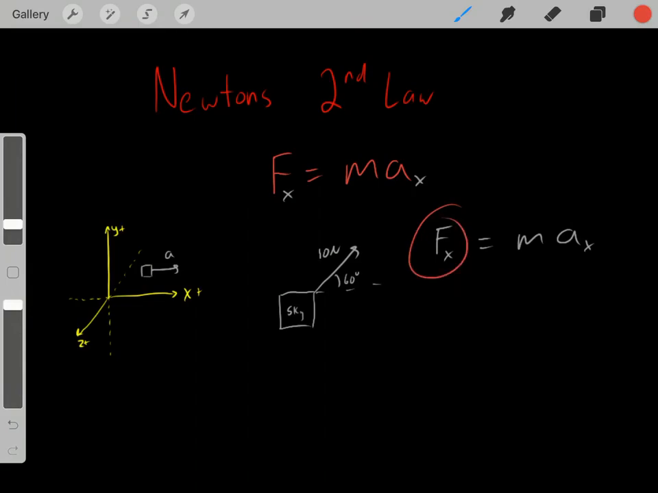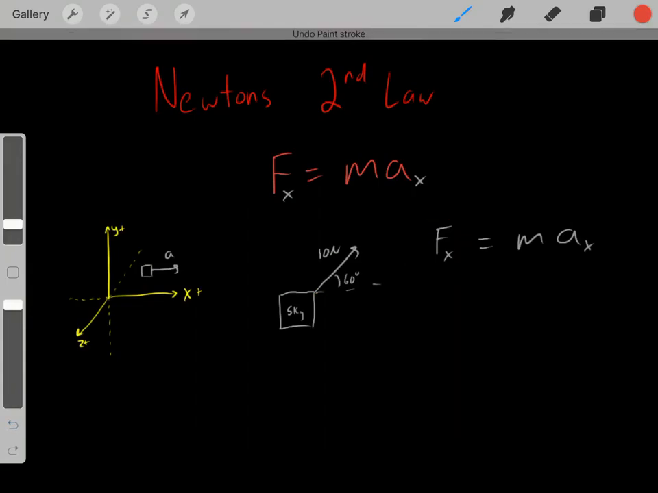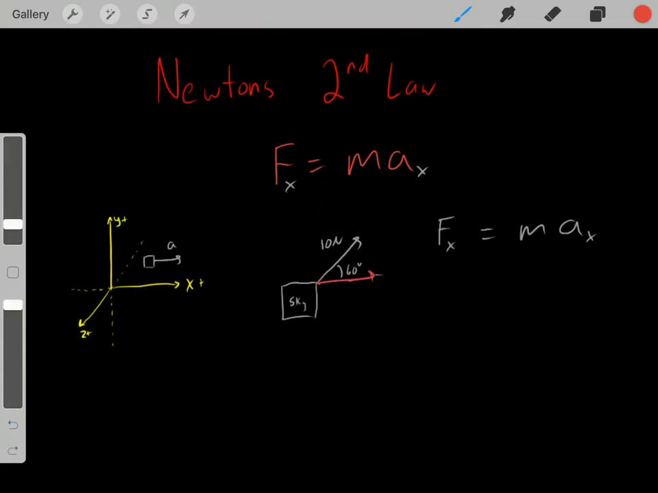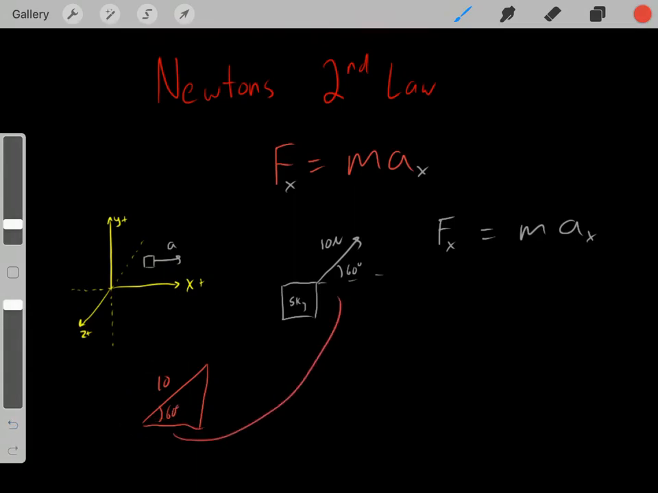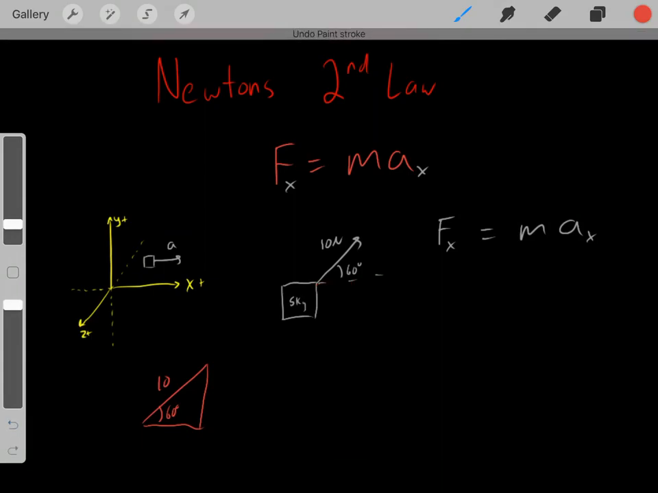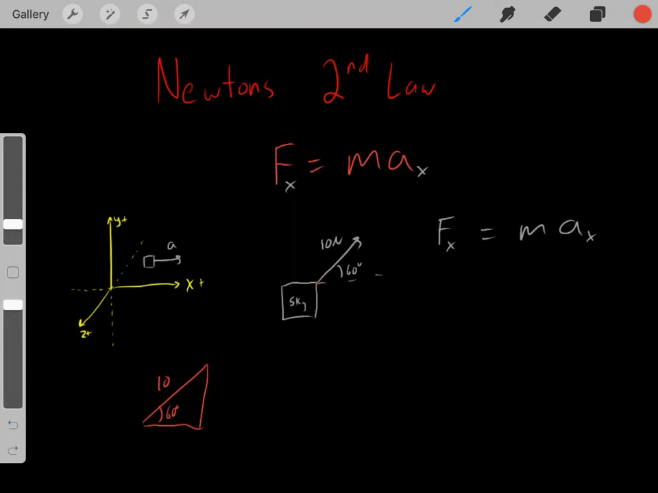So we only care about the force in the x direction. Therefore, we would need to find the component of this force in this x direction. And we know how to do that with a little bit of simple trigonometry. So again, this 10 would represent the hypotenuse of 10. We have a 60-degree angle. So with a little bit of trigonometry, we could find this leg, which represents the force in this x direction. And with a little simple trigonometry, we could see that this leg would be 5. So we know this component force would be 5 newtons.